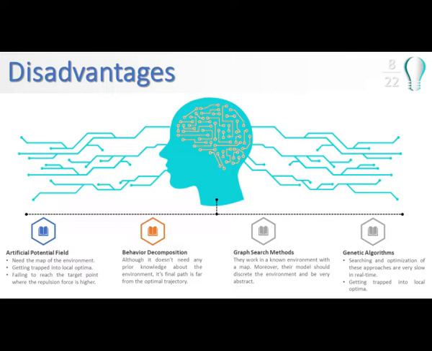Graph search methods also need a map. It's a map-based method, and the model should describe the environment in a very abstract way. Actually, it's not so realistic. We need a more realistic solution for these real-world kinds of problems. We need to address real-world problems, and A star and graph search methods need a discrete map-based solution that is not really suited for industrial or real-world problems. And genetic algorithms can get trapped in local optima, and also the searching and optimization of these approaches is very slow for real time.